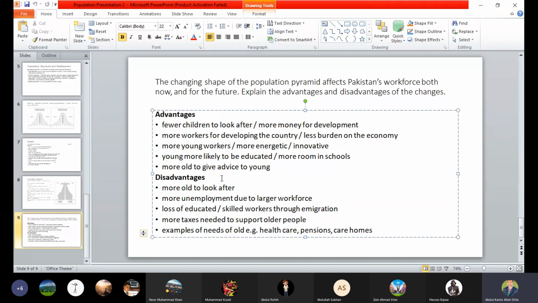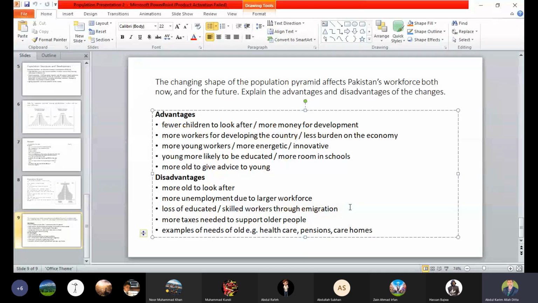Now we have disadvantages of these changes, my dear. Yes, more old people to look after, because the top of the population pyramid will be wider, with more people over 60, and more unemployment due to a large workforce. Like in the middle one, as I told you, the middle age group will have more population, more workforce. So this can create an unemployment situation, with a loss of educated and skilled workers through immigration.